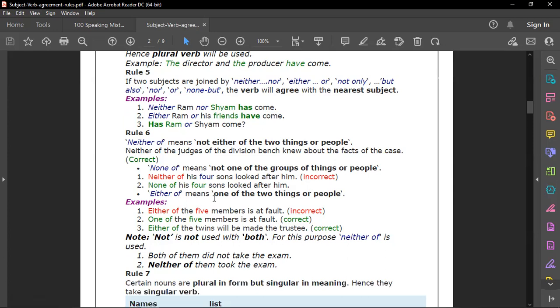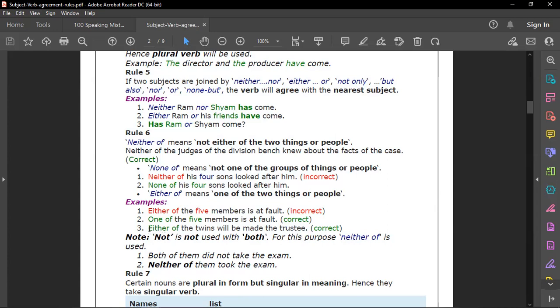So either of means one of the two things or people, and the same goes with neither. Either of the 5 members is at fault is incorrect. It will be one of the 5 members, because 5 members here is a group of people, not talking about the 2 persons.